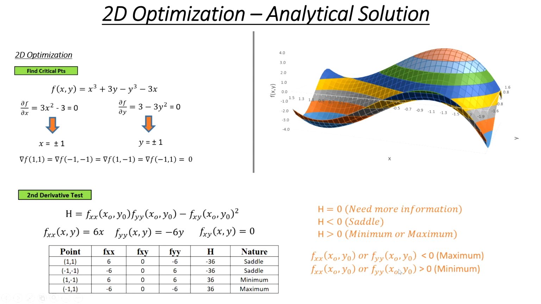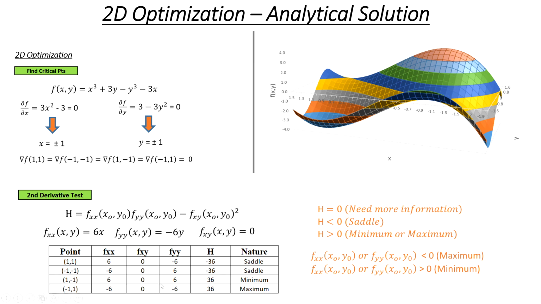So you can see here both fxx and fyy are greater than 0, which means I have a minimum at 1 and -1. And here fxx and fyy are both negative, both less than 0. So at this point I have a maximum. So this is how you define it.